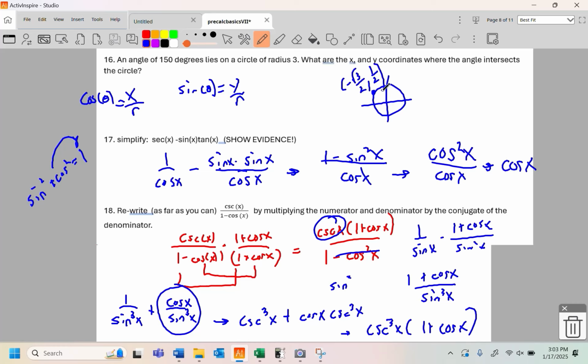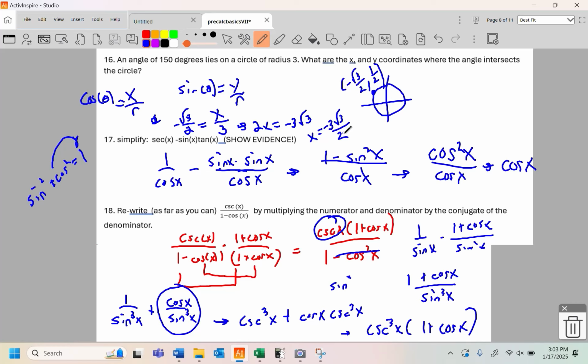So it turns out that the cosine of the angle is negative root 3 over 2, and it must equal x over 3. And you can just kind of cross multiply here. So 2x equals negative 3 root 3. And that would leave x being negative 3 root 3 over 2.